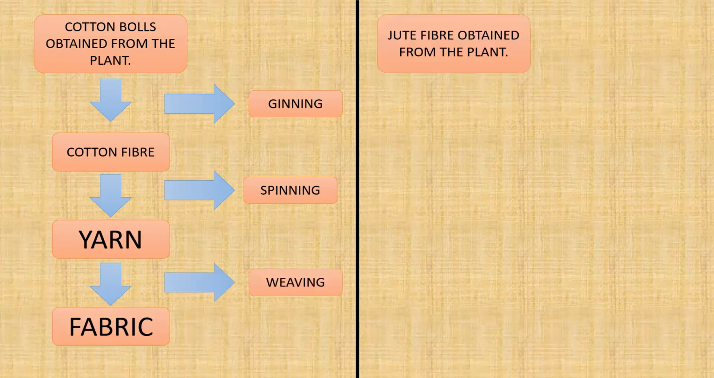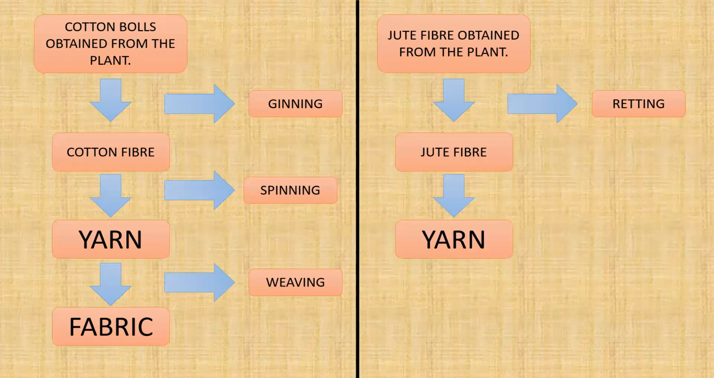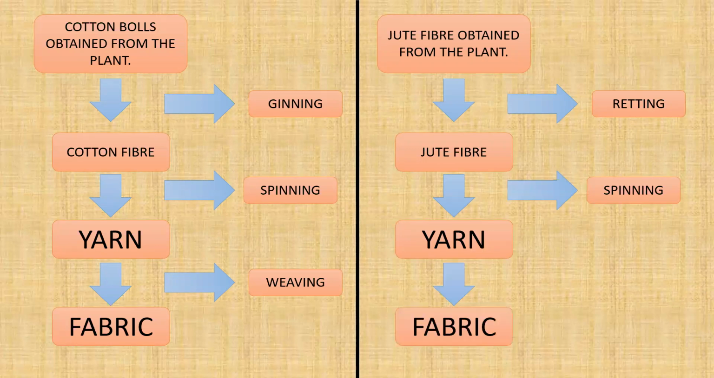Then jute. Jute fiber is obtained from the plant by the process of retting. Jute fiber is converted into yarn by the process of spinning, and yarn is converted into fabric by the process of weaving.